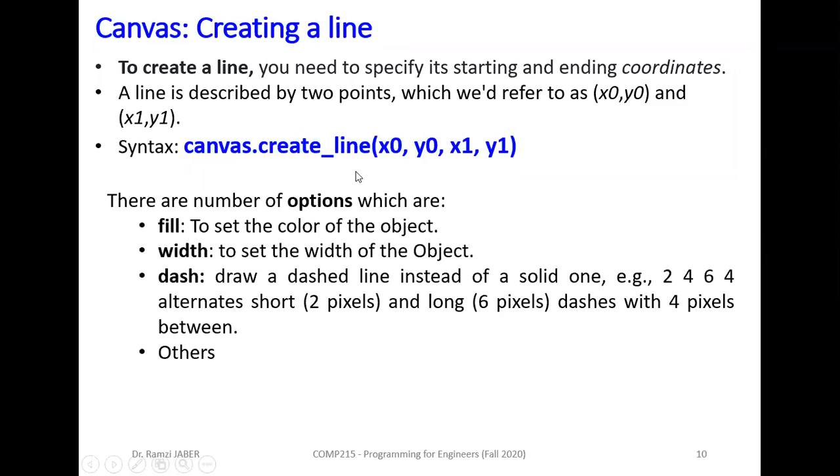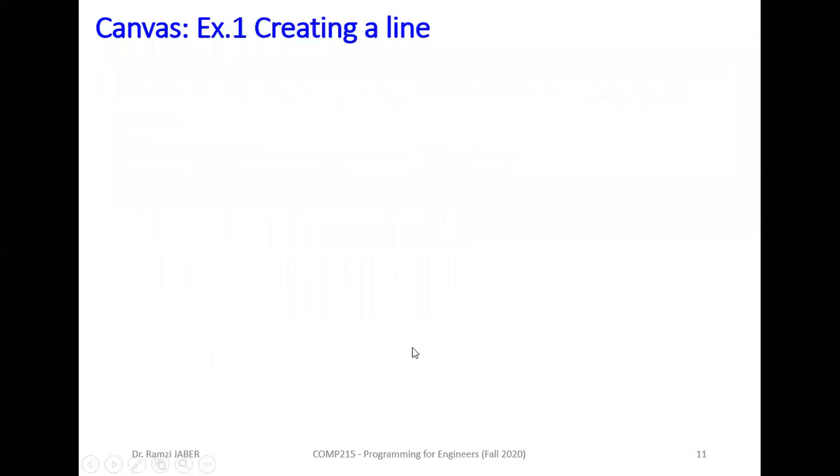Also, there are internal options in creating a line. We can put them here, like fill, to set the color of the object, and width, the width of the line. Also we can draw it as a dash line, instead of a solid one, for example here, 2, 4, 6, 4. When we put here, comma, 2464, it means 2 pixels, 6 pixels long dashes with 4 pixels in between. Later, we'll see how. So, example number 1, creating only a line now.